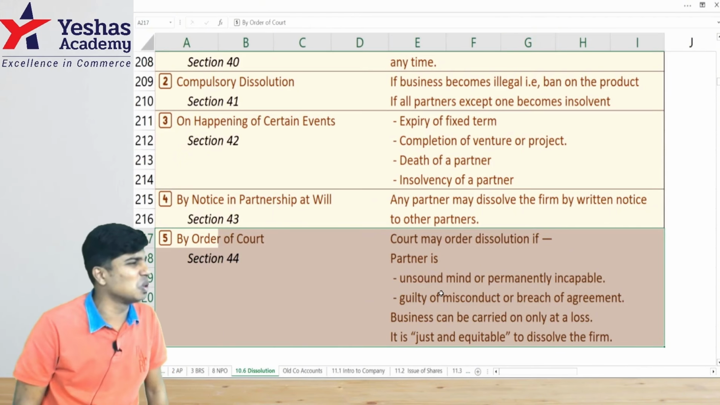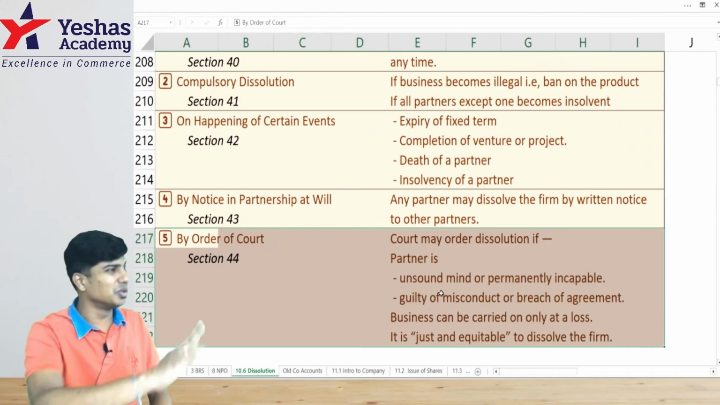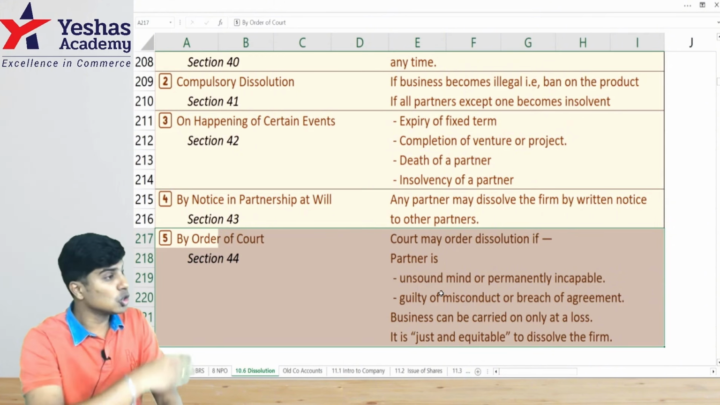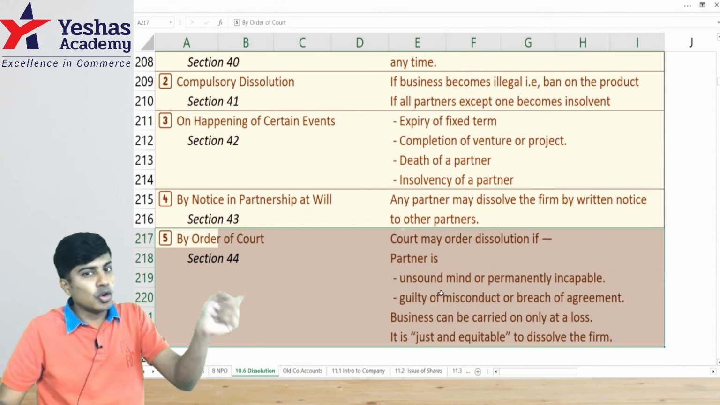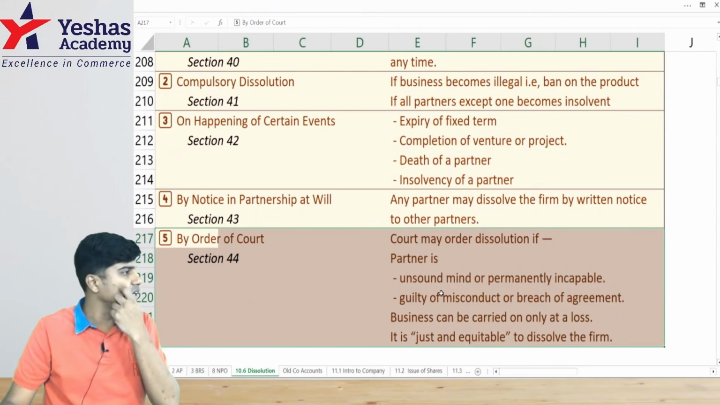So again, if you do any breach of agreement or willful misconduct, unsound mind or permanently disabled, or partners are fighting so crazily that the court will tell, better off you are not partners. I am telling you, dissolve the partnership firm. I can't see you people fight. So in these cases, the court can give an order forcing the partnership firm to be dissolved. That is under Section 44.